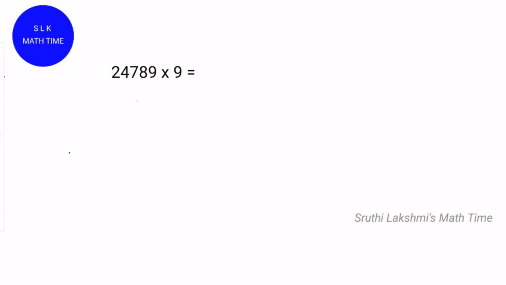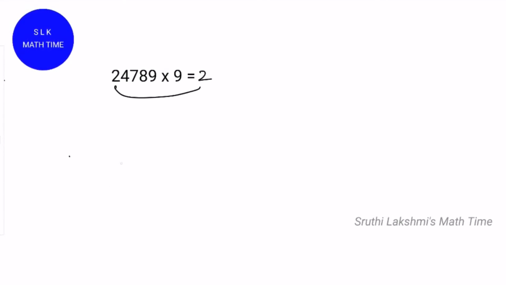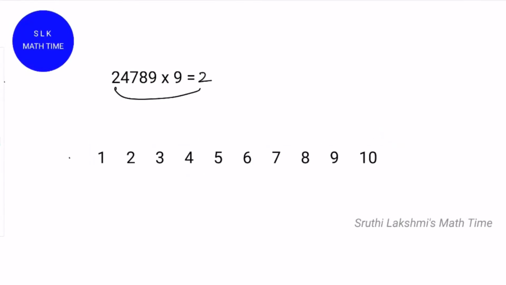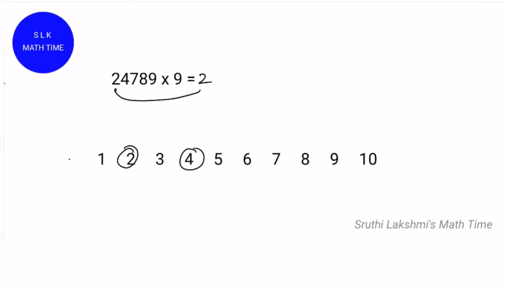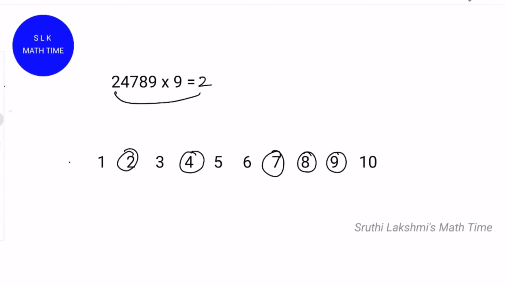Try another example. A 5-digit number into 9. So 24789 into 9. First, write down the first digit as it is. So 2. Now, imagine or write the numbers from 1 to 10 in a horizontal line. Next, circle the digits. So 2, 4, 7, 8 and 9. Now, how many numbers are there between the first and the second number, which is 1.